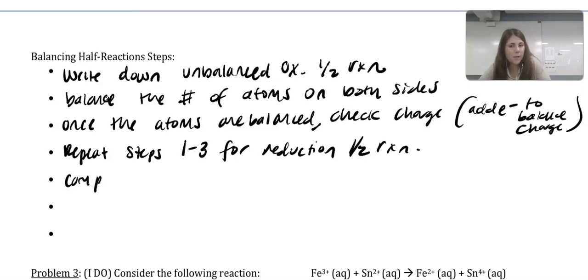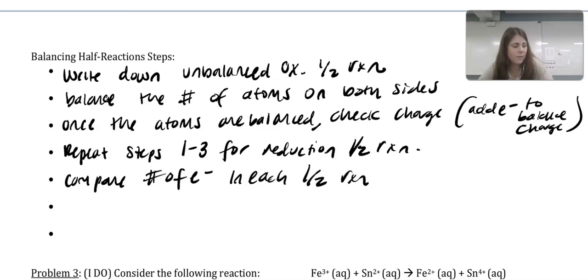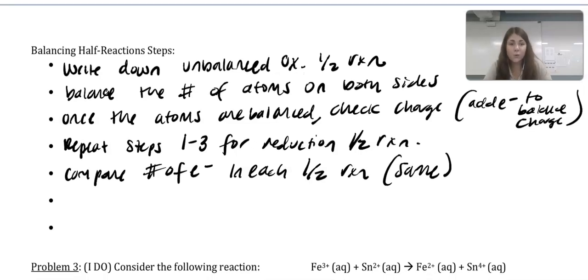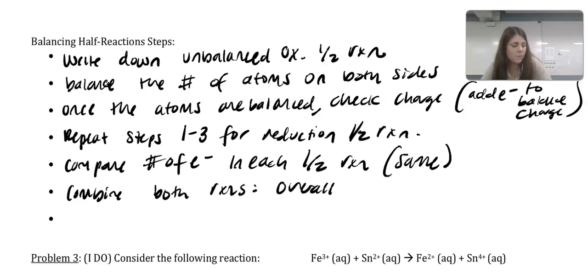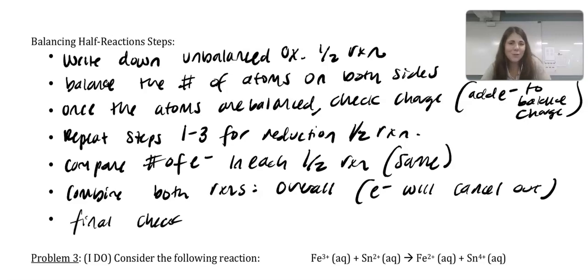Then you're going to compare the number of electrons in each half reaction. Make sure that they're the same so they can cross off. If they're not, make sure you fix it. Then you're going to combine both reactions to get the overall. Here, electrons will cancel out. And then finally, just do a final check to make sure the equation is balanced.